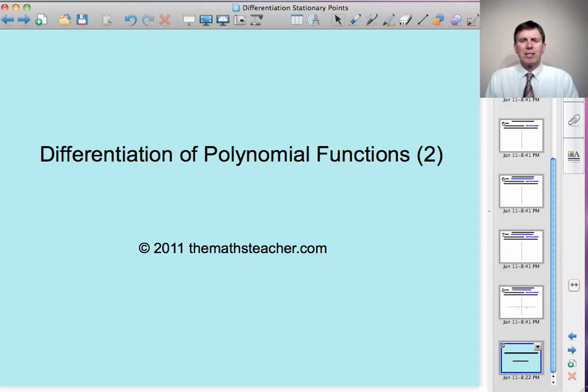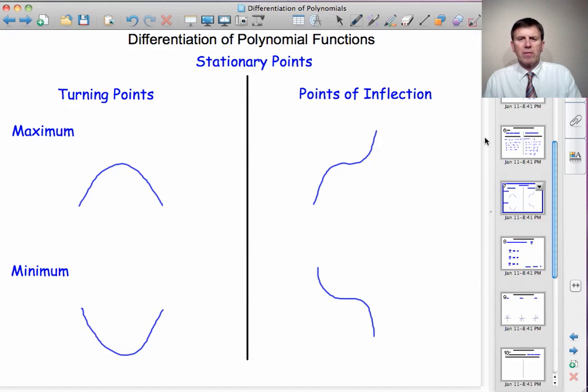Hello and welcome to a second lesson on the differentiation of polynomial functions. This lesson follows on directly from the first lesson. For the second part of this lesson, we're going to investigate stationary points of polynomials.